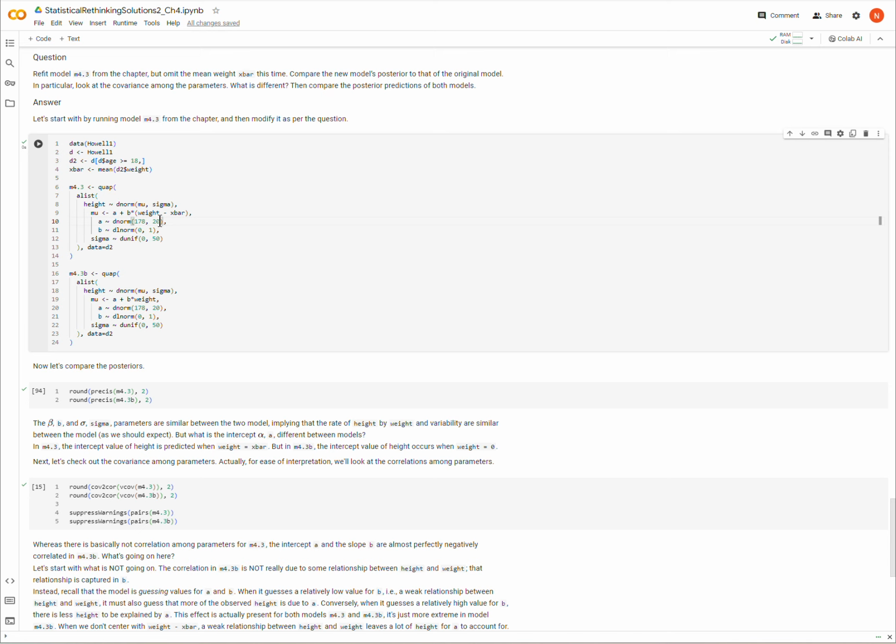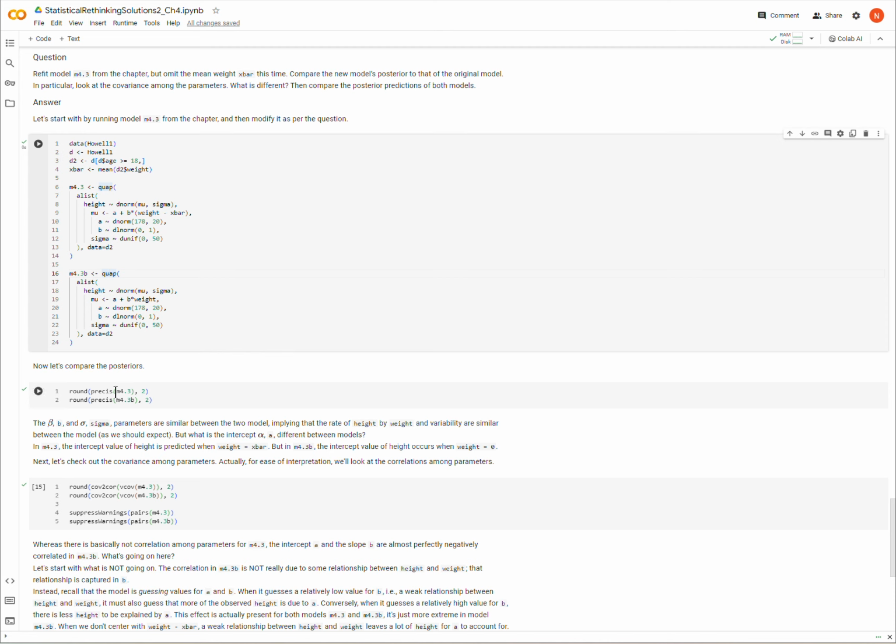And the way that the question wants us to change this model is with this term right here. The original model centers the weight variable on its average, which we called xbar. Xbar is just the average of the weight. So it wants us to do the same model but without this centering, so just beta times weight, which is what we've done in our model here. Otherwise, they are identical.